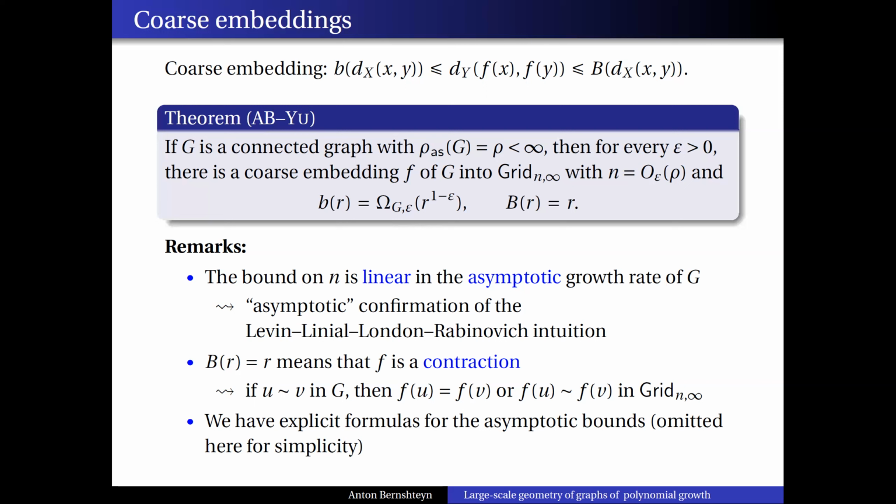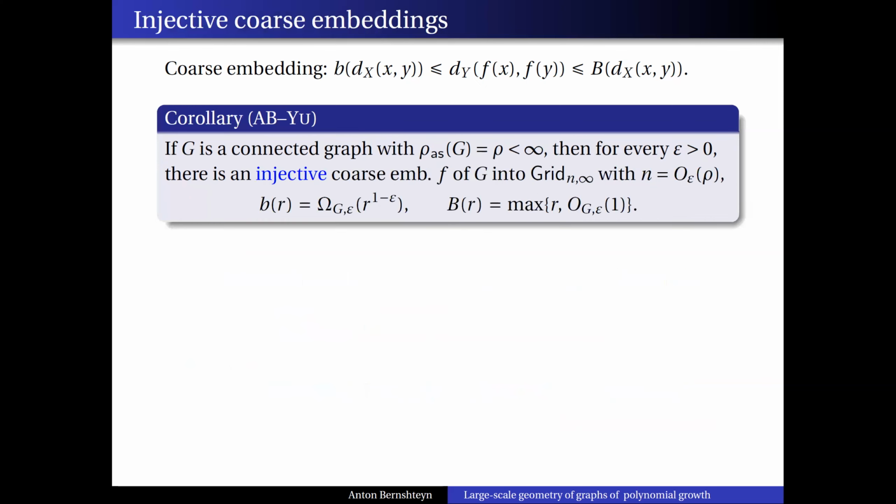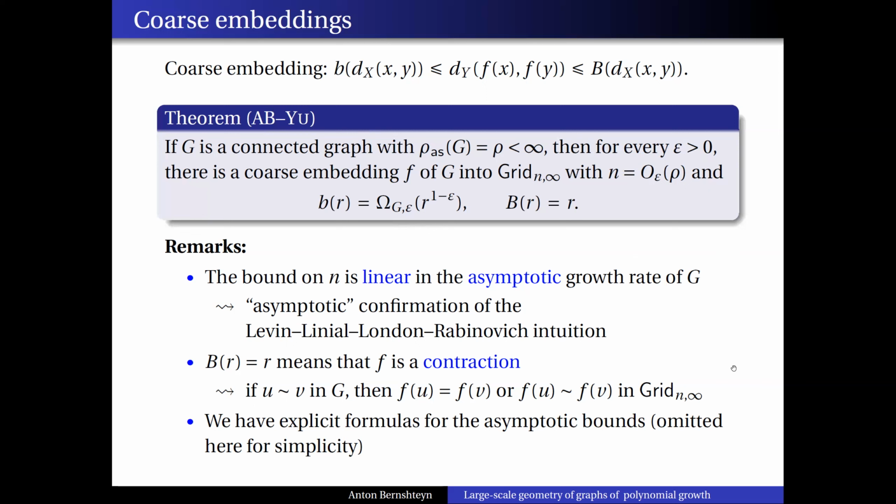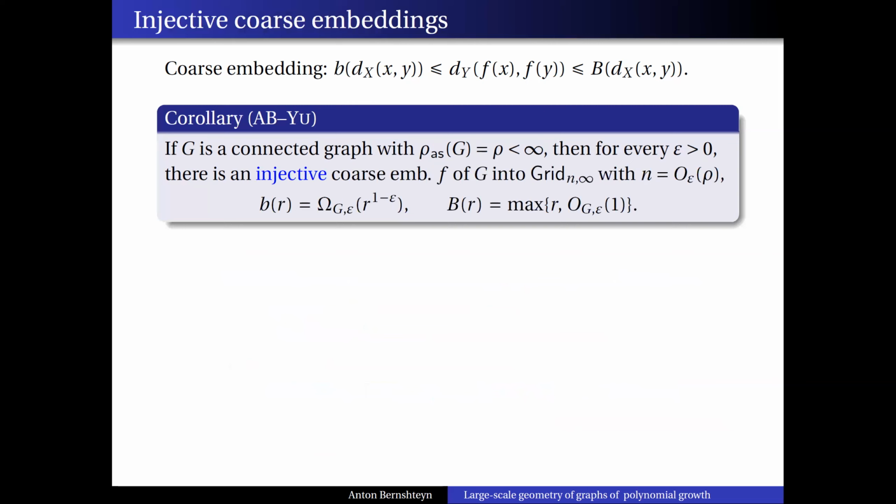You can also say, well, can we make this coarse embedding injective? The function, the way it is described, doesn't have to be injective. It's bounded-to-1, but not injective. But by tweaking some other parameters, you can make it injective as well. I'm calling this a corollary because it's not very hard to deduce it from the theorem on the previous slide. If you want an injective coarse embedding under the same assumptions, the only thing you need to change is this upper bound.